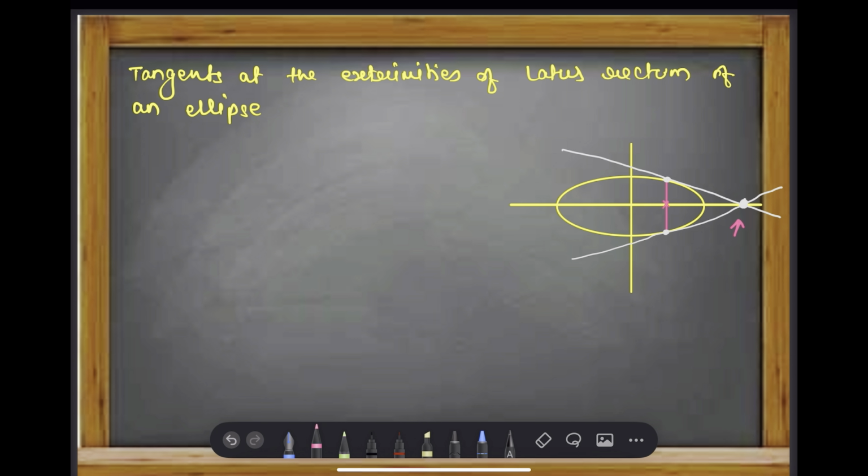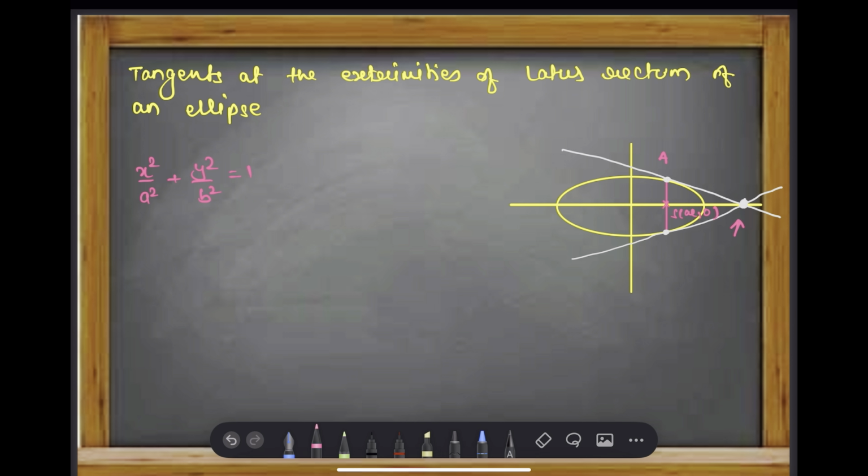Okay, now how will we calculate? Let's see. You know that we are talking about the latus rectum, so it is a chord perpendicular to the axis of the ellipse passing through the foci. So who is S? S is (ae, 0). Now let's write down the standard equation of the ellipse: x square by a square plus y square by b square equals 1. So first I'll find out this end point.